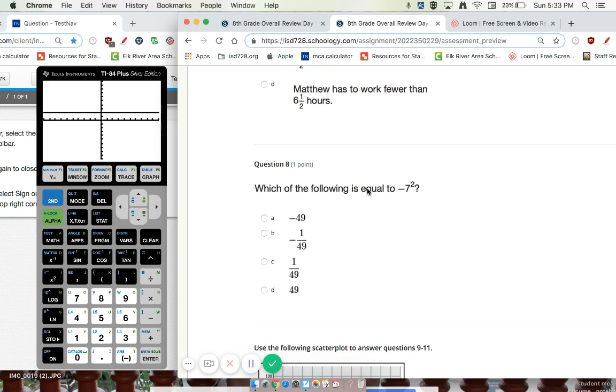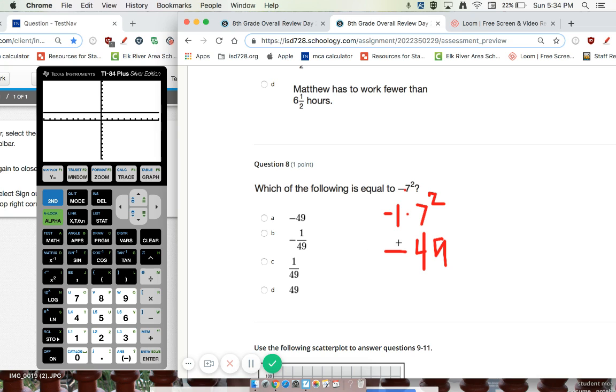Number 8, which of the following is equal to -7 squared? I'm pretty sure all your non-calculator questions are related to exponent properties and scientific notation, but I'm going to show you the non-calculator way first. You really would have to make a -1 come out times 7 squared. That's the actual way to do this. 7 squared is 49, and then -1 times 49 would be -49.